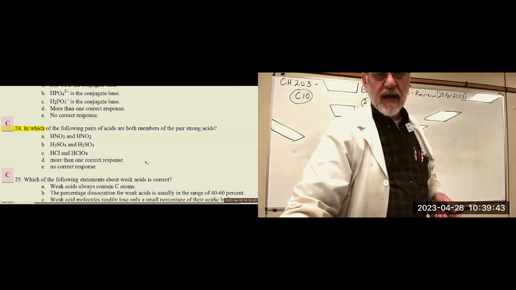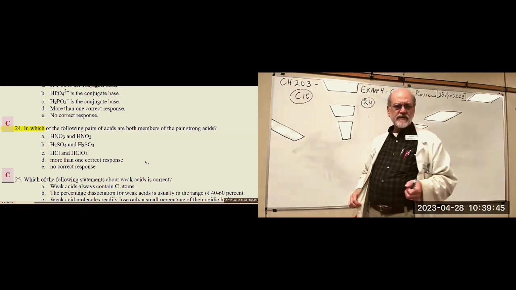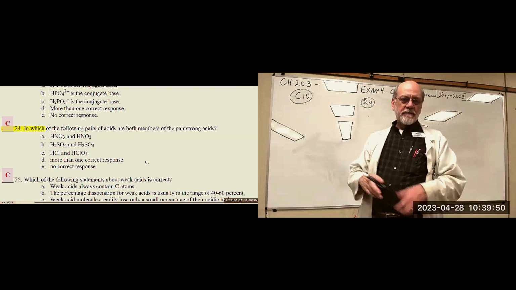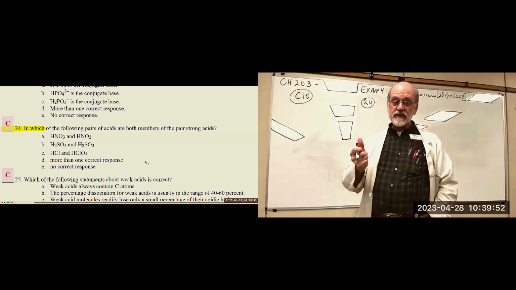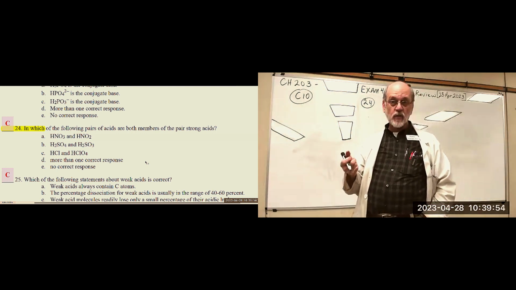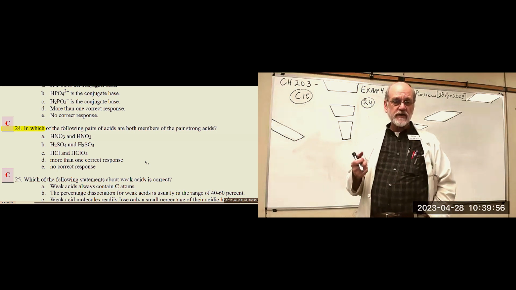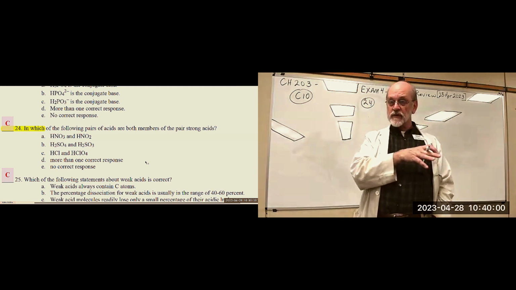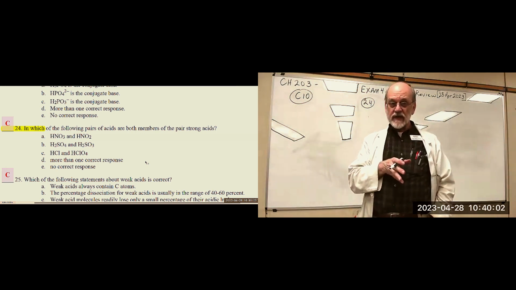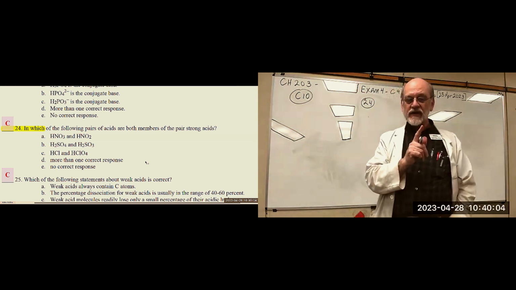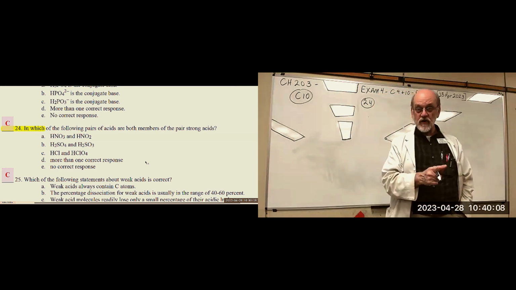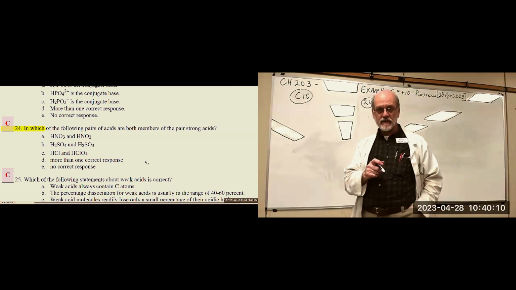In which of the following pairs of acids are both members of the pair strong acids? We looked at it earlier. HNO3 is a strong acid, but HNO2 is not. It's a weak acid. H2SO4, H2SO3: the first one's strong, the second one is weak. C. HCl, hydrochloric acid, and perchloric acid are both very strong acids. C is the answer.